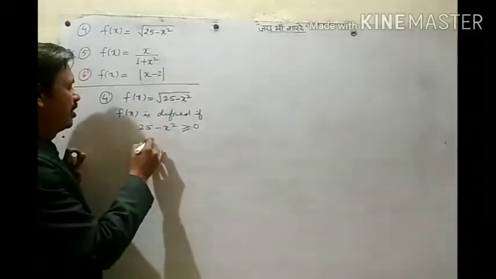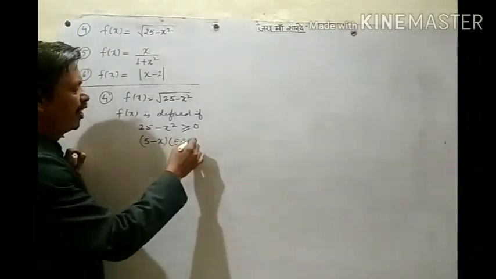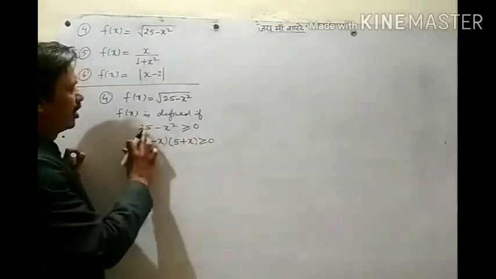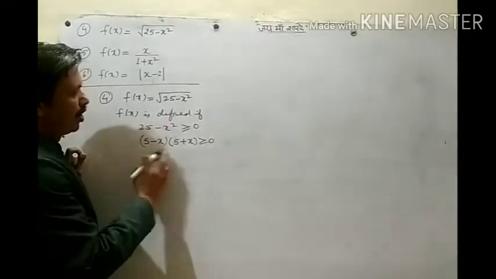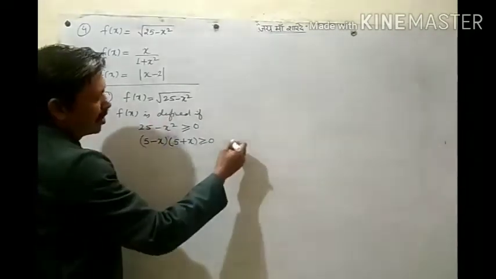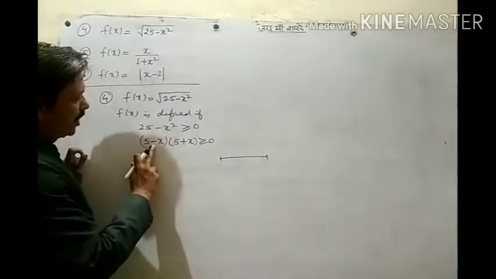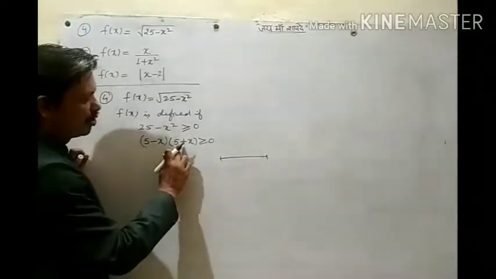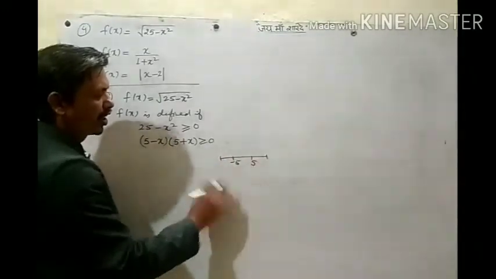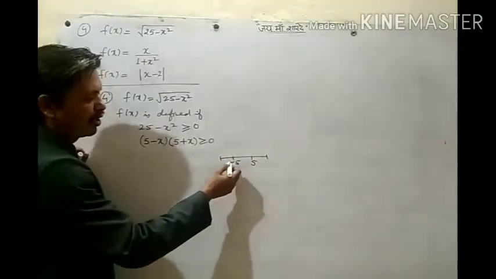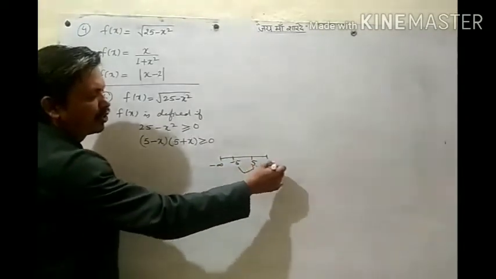Now it can be done 5 minus x, 5 plus x, if you factorize it, 5 square, the a square minus b square formula can apply. Again on a number line, we can take a number line. If you put this 0, we get x equal to 5, and if you put this 0, we get x equal to minus 5. So minus 5 and 5. Okay? So we have intervals: one is minus infinity to minus 5, one is minus 5 to 5, and other is 5 to infinity.